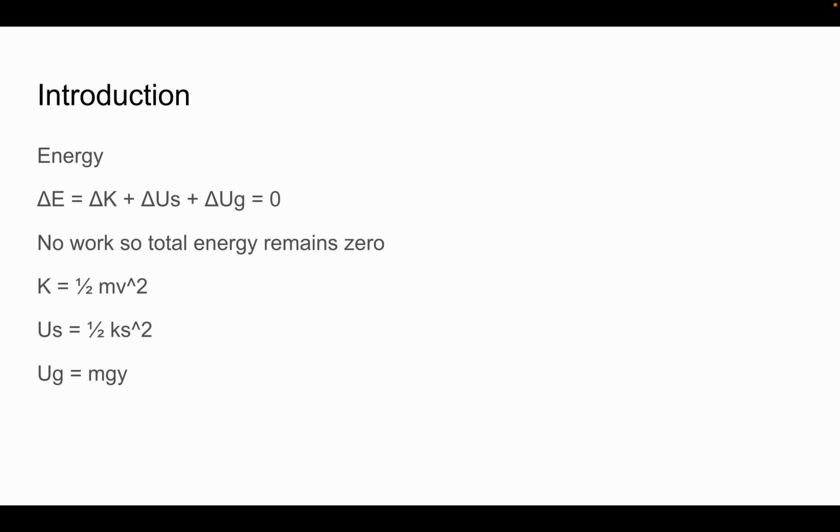Additionally, we need energy concepts, mainly the energy principle, and because there's no work done on the system, total energy remains zero, so kinetic energy plus potential energy of the spring plus potential energy of gravity will equal zero. Kinetic energy is equal to 1/2 mv squared. The potential energy of the spring is equal to 1/2 ks squared, and the gravitational potential energy is equal to mgy.